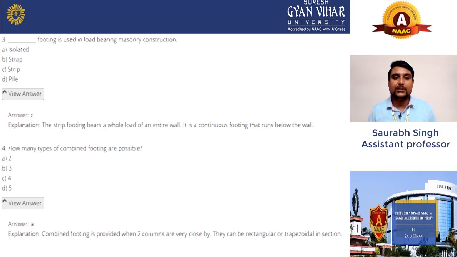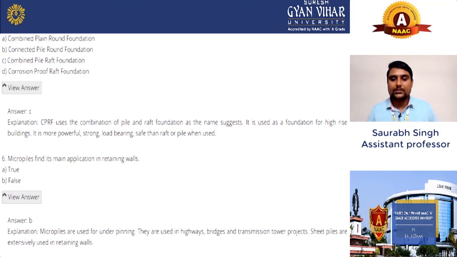Now see the fourth question: how many types of combined footing are possible? As the numbers are given, only 2 combined footing types are possible. Fifth question is given here: CPRF stands for what? What is the full form of CPRF? As you can see here: combined plane rounded pile round foundation, combined pile raft foundation, corrosion proof raft foundation. Right answer will be combined pile raft foundation. Your right answer will be C.